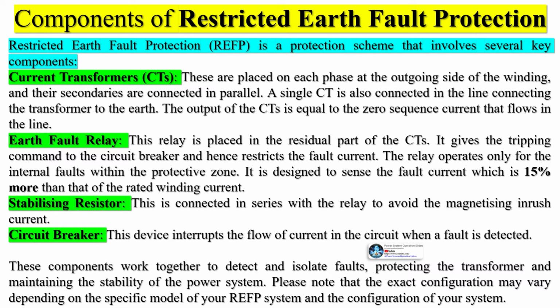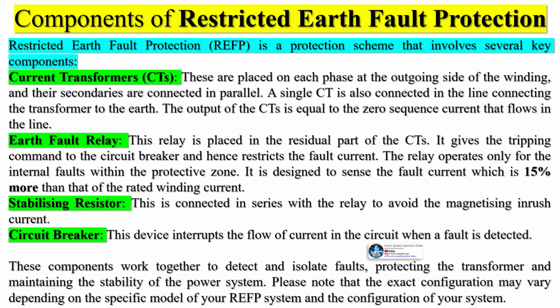Earth fault relay: this relay is placed in the residual part of the CTs. It gives the tripping command to the circuit breaker and hence restricts the fault current. The relay operates only for the internal faults within the protective zone. It is designed to sense the fault current, which is 15% more than that of the rated winding current.